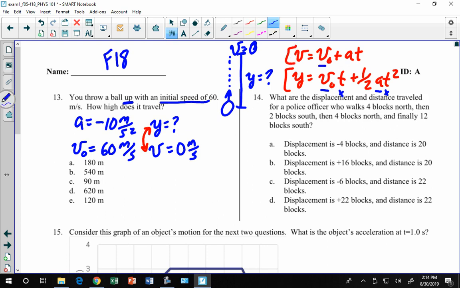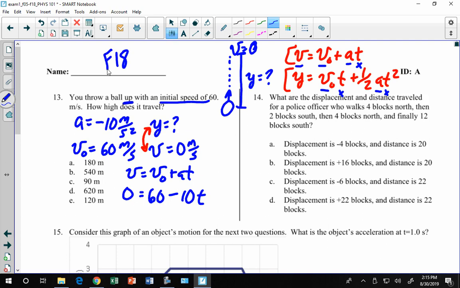I know this. I know this. I don't know this. I also know this. So I can find the time by solving that first equation. I'll say that v is equal to v naught plus at. v is 0, equals 60 minus 10 times t. Numbers are really easy with that.